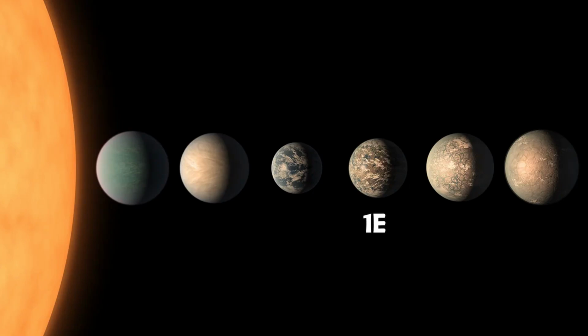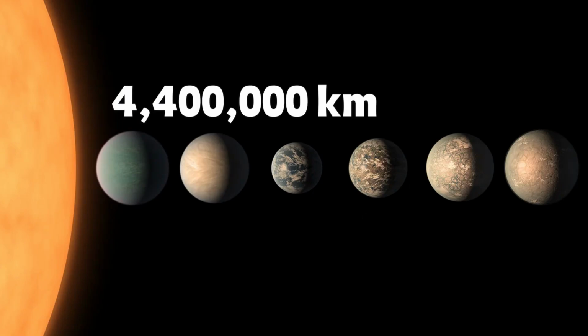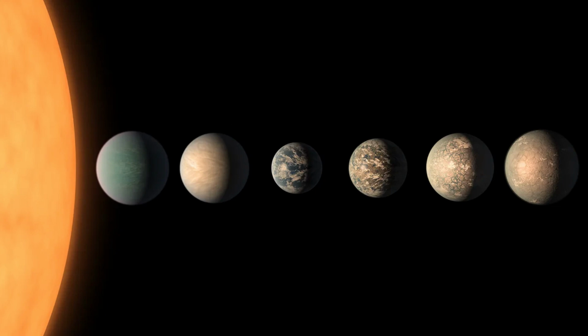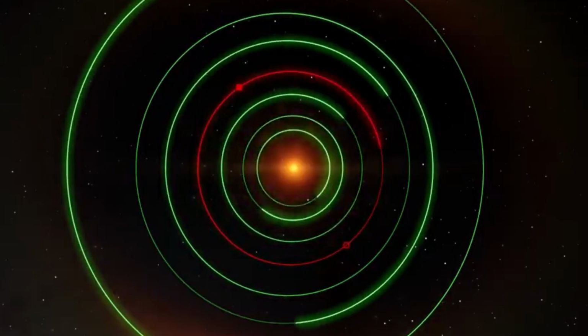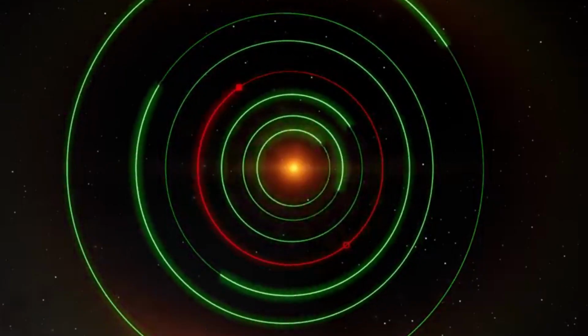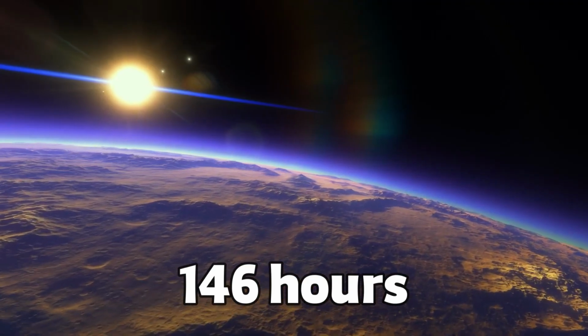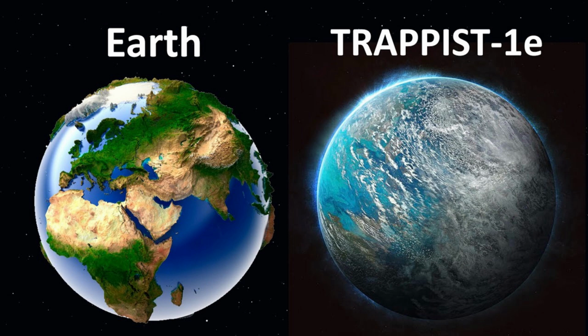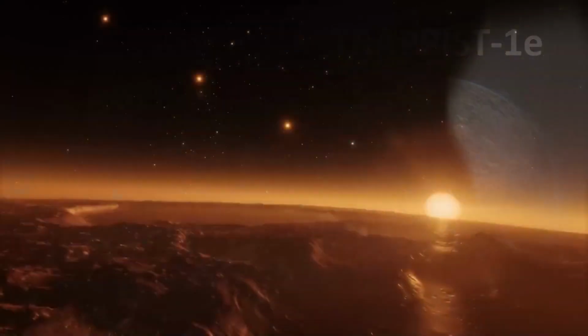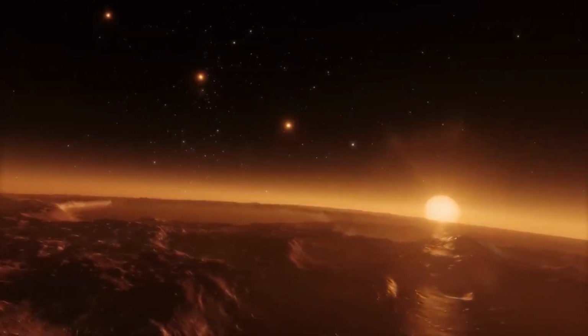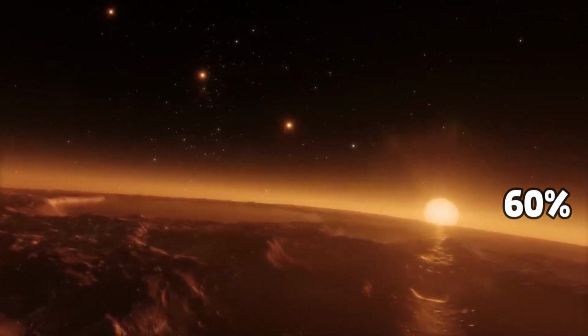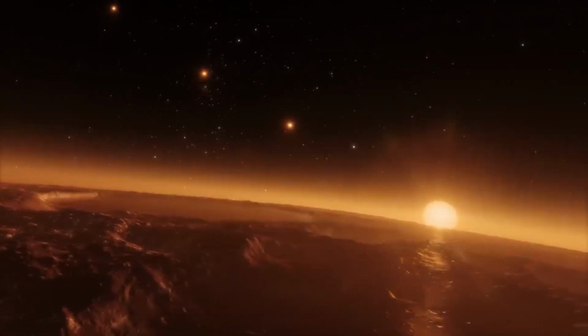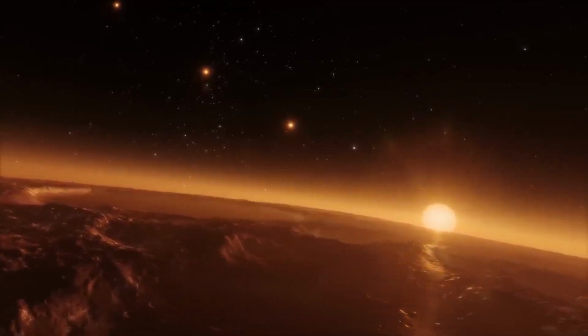TRAPPIST-1e. TRAPPIST-1e is only 4.4 million kilometers away from the star, but you can probably find the best chance of life on this planet. Each year on 1e is 146 hours, and the best part is that its size is damn near the same as Earth, at 91%, and its gravity is also very similar as well. The temperature is very similar to planet Earth, but its light is much less because it's a red dwarf and it only has 60% of the brightness we have here on Earth. In terms of temperature, it's a little bit colder than Earth, but it's enough to hold life.